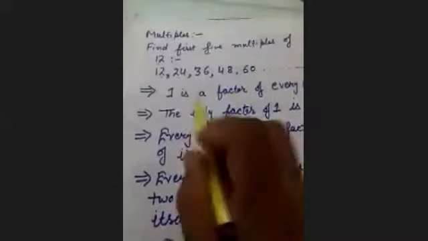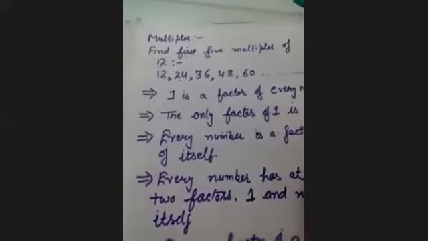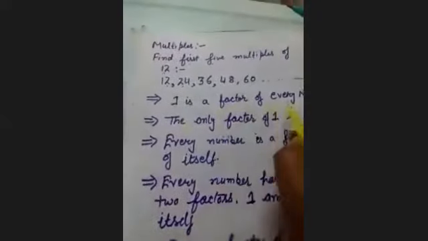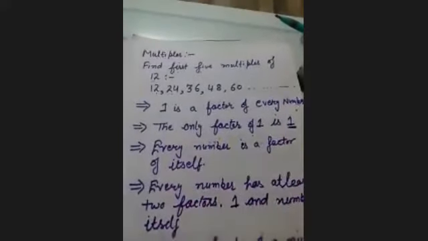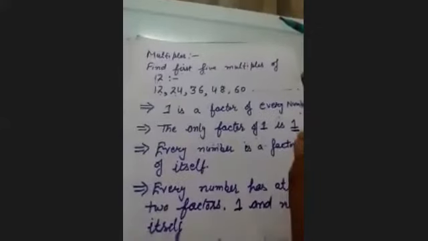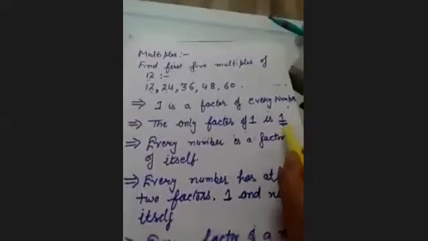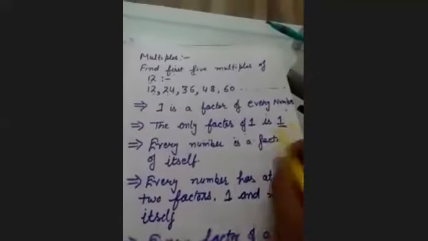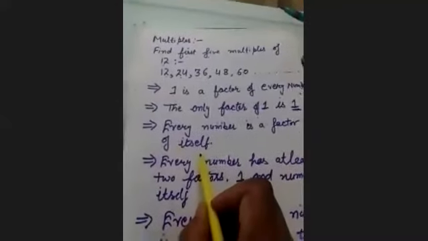Now, main points about factors and multiples. First point is 1 is a factor of every number. Second, the only factor of 1 is 1. Another way you can say is 1 has only one factor, that is number 1. Every number is a factor of itself.